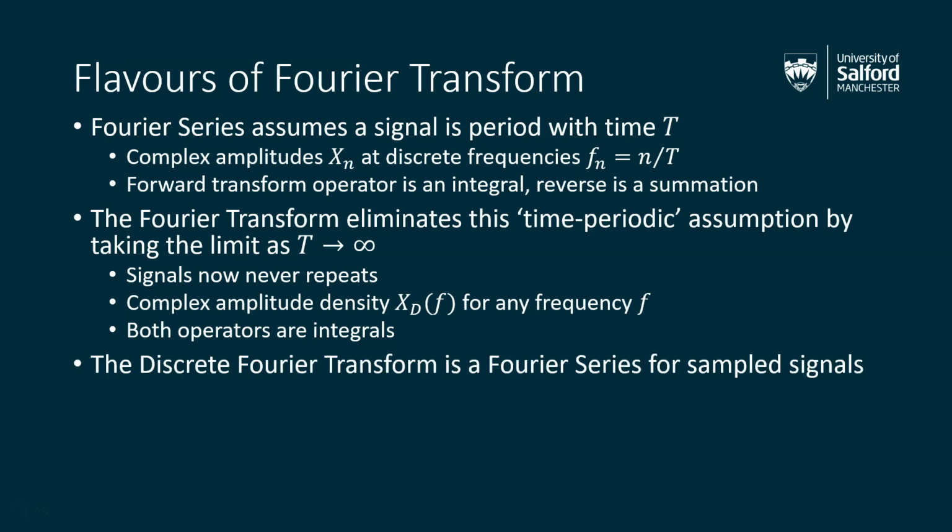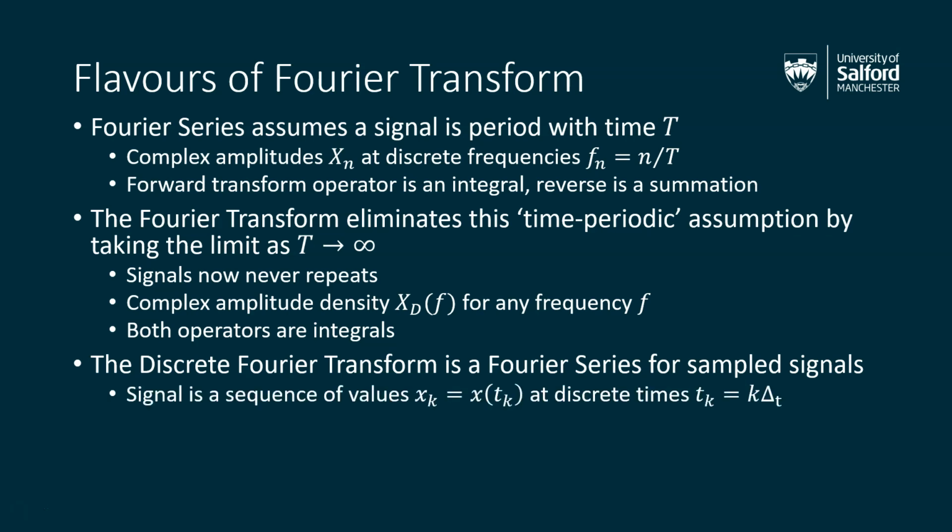But finally we have the discrete Fourier transform, and a bit of a misnomer as far as I'm concerned. It's a Fourier series for sampled signals, and what we're now having is that the signal, as we saw on that very first slide, is a sequence of values. xk is x evaluated at tk for discrete times, tk is k delta t, so they're evenly spaced, regular sampling.